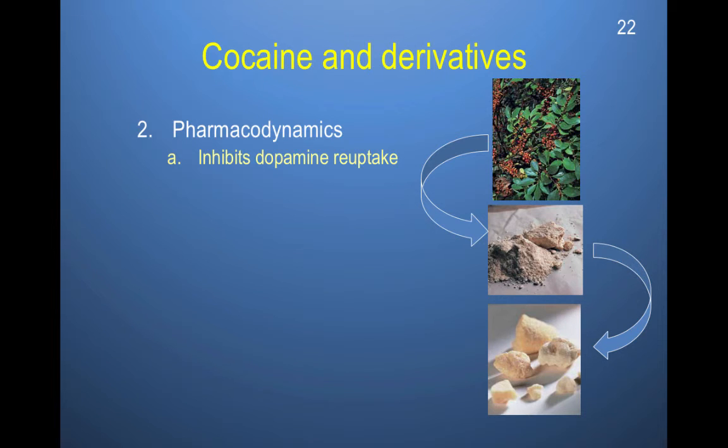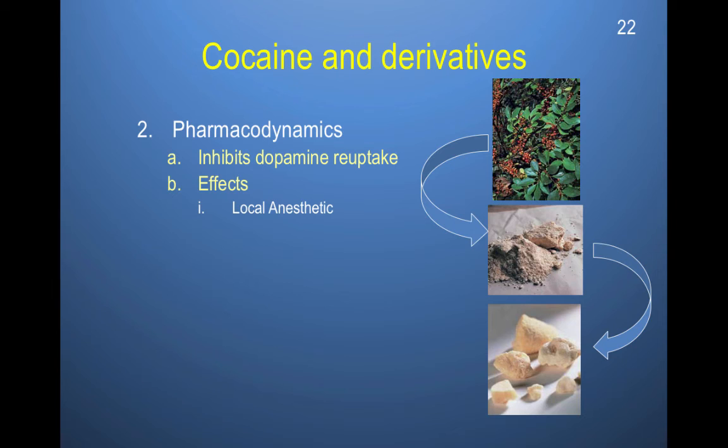So, if cocaine were to inhibit dopamine reuptake, would it be an agonist or an antagonist? If it inhibits reuptake, then that means that it stops the reuptake of dopamine into the presynaptic neuron. And if it stops reuptake, that means that dopamine stays in the synapse for a longer period of time. And if dopamine stays in the synapse for a longer period of time, then it has an enhancing effect, which would mean that cocaine is an agonist.